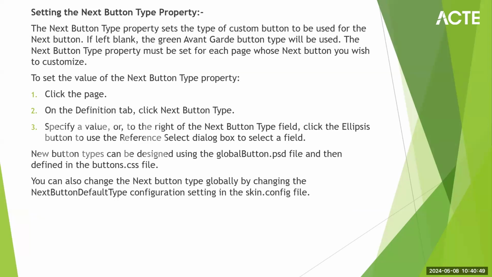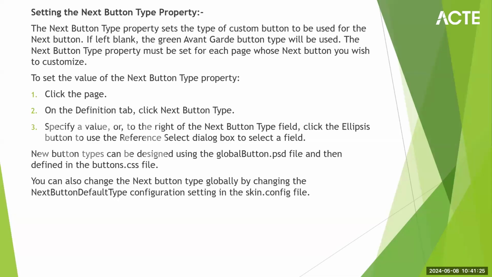Setting the next button type property. This is about how you want that button type, like radio button or normal. So how do you set it? Click on the page and on the definition tab, click next button type, specify a value and map the corresponding field if it is already existing. A new button type can be designed using the global button.pst file. This is the default file which is available in your current manuscript or in your local machine.